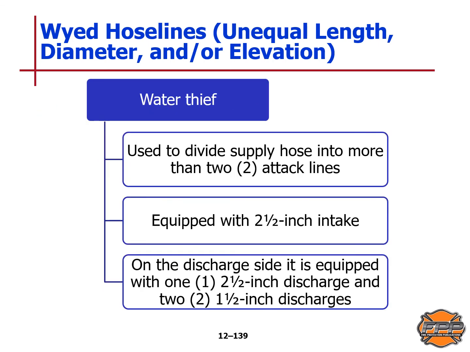Now, a wye hose line of unequal length, diameter, and/or elevation is also known as a water thief. This is used to divide supply hose into more than two attack lines. It's equipped with a 2.5 inch intake, and on the discharge side, it is equipped with one 2.5 inch discharge and two 1.5 inch discharges.